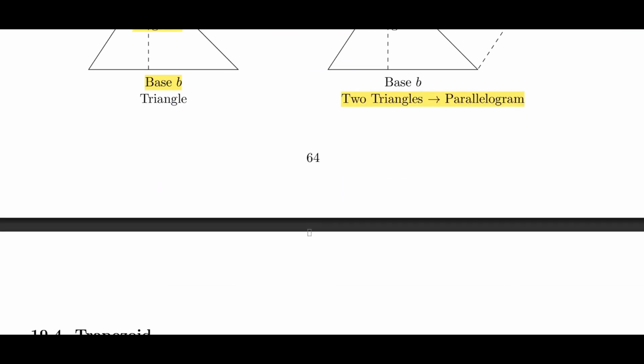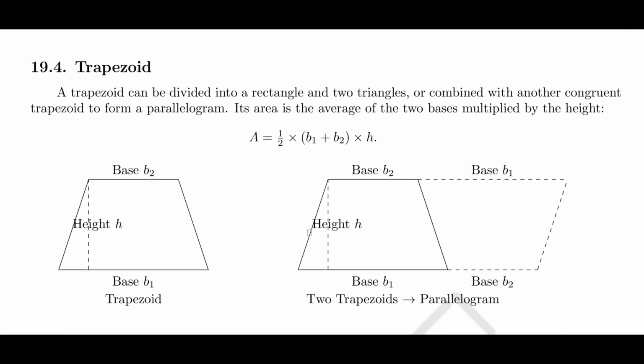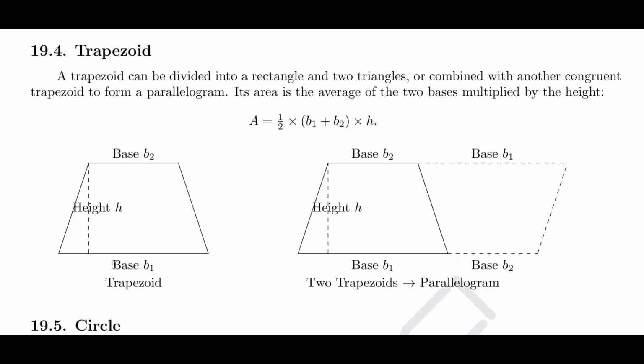Now for the trapezoid. A trapezoid has two parallel sides of different lengths. We call them base 1 and base 2. How do we deal with this? One way is to see that you can combine two identical trapezoids. Look at the picture on the right. If you take a second trapezoid, flip it over, and attach it to the first one, they fit together perfectly to form a parallelogram.